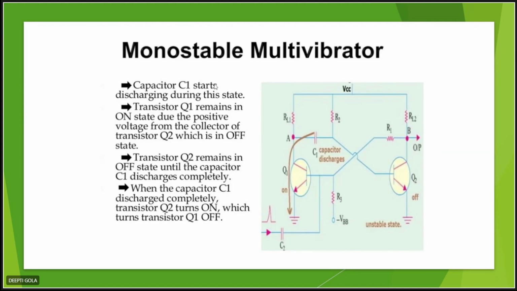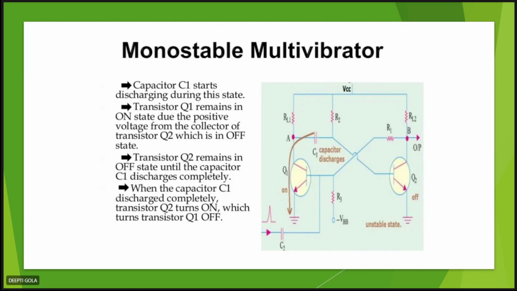So every time we need to switch on the Q1 transistor, we have to provide an external trigger. Otherwise, only Q2 will be conducting. All right. Any doubt in the working of this monostable multivibrator?